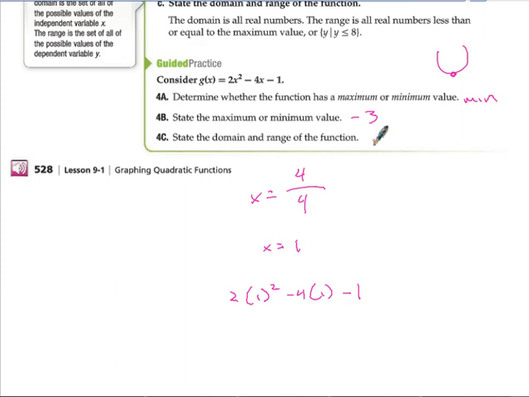And then state the domain and the range. Well, the domain is all reals, or we could say x is an element of the reals, and we'll talk more about this. The range is y is an element of the reals, such that y, because it's a min, it means it's here and everything above it, so y is greater than or equal to negative 3. If it opens up, the range is greater than. If it opens down, the range would be less than.